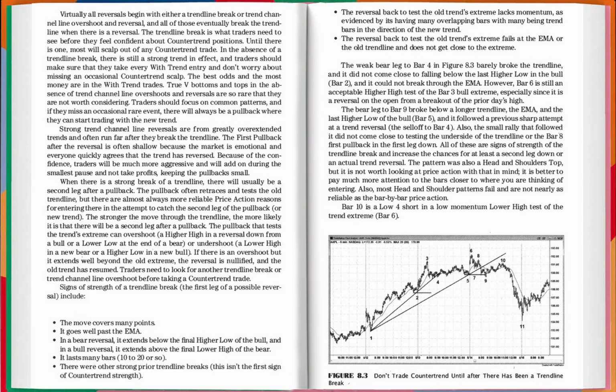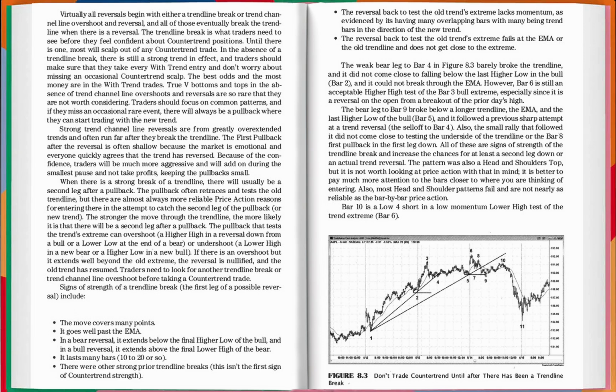after a pullback. The pullback that tests the trend's extreme can overshoot a higher high in a reversal down from a bull or a lower low at the end of a bear, or undershoot a lower high in a new bear or a higher low in a new bull. If there is an overshoot, but it extends well beyond the old extreme, the reversal is nullified, and the old trend has resumed. Traders need to look for another trend line break or trend channel line overshoot before taking a countertrend trade.